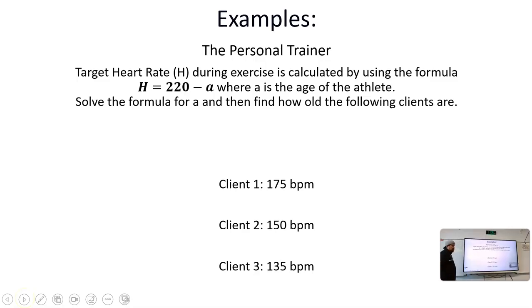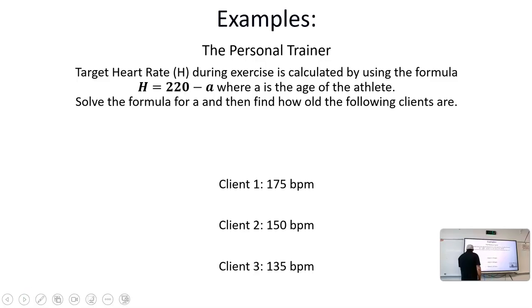Okay, not all of these might be 100% accurate with which formula we chose, but this happens a lot with actual formulas in real life all the time. So the target heart rate H during exercise is calculated by using the formula H equals 220 minus A, where A is the age of the athlete. So let's solve the formula for A and then find out how old the following clients are.